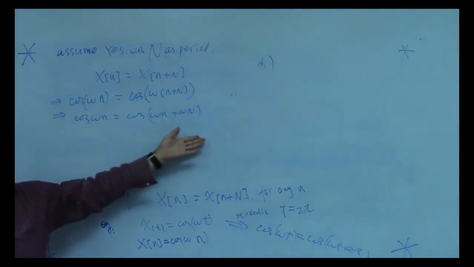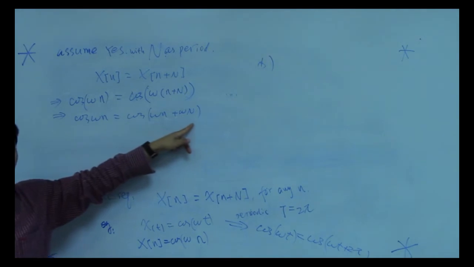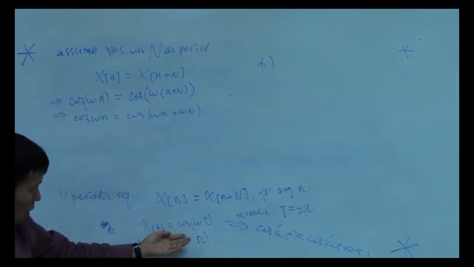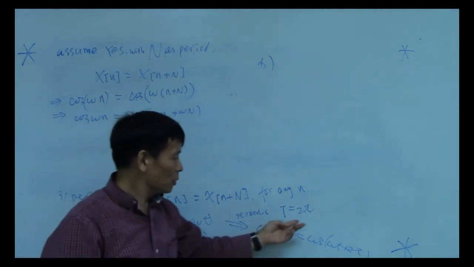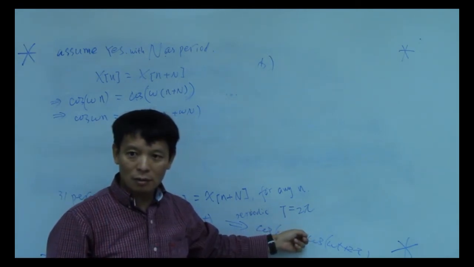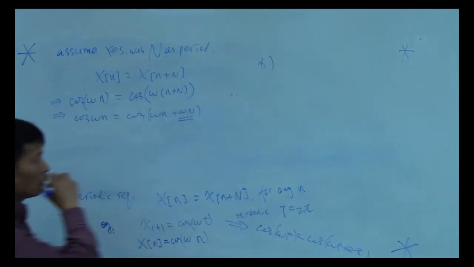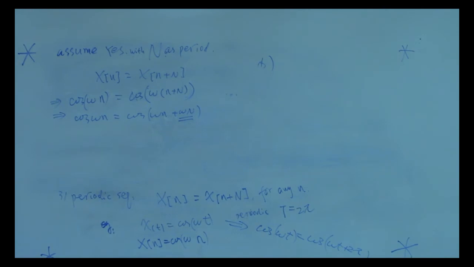What does that mean? Cosine omega n equals cosine omega n plus omega N. And we know this one is always true with the period of 2 pi. It can only be 2 pi, cannot be anything else. This must be 2 pi. That means this omega capital N must be 0 or 2 pi or 4 pi, multiples of 2 pi.